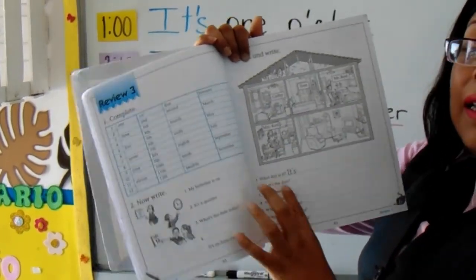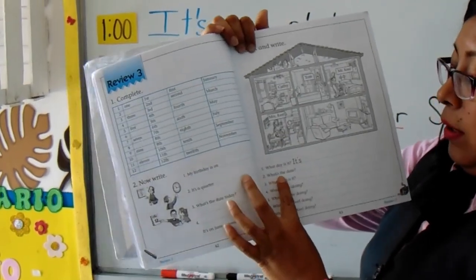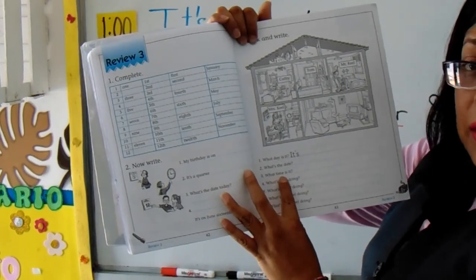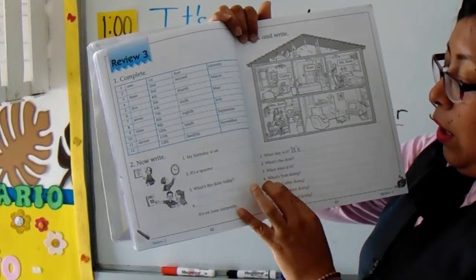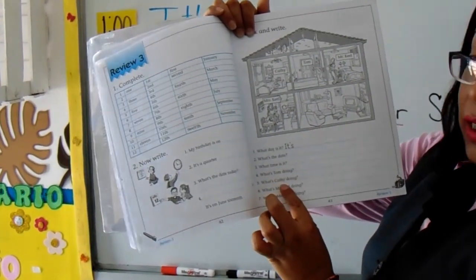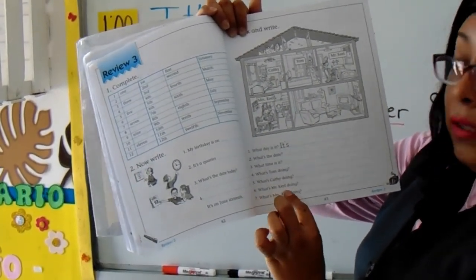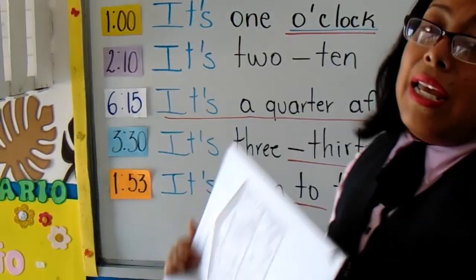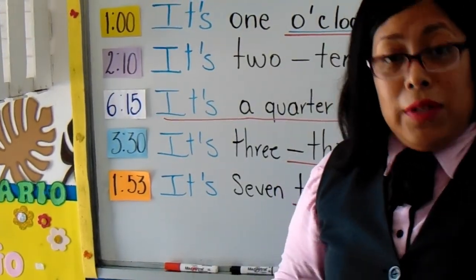What day is it? ¿Qué día es hoy? What's the date? ¿Cuál es la fecha? What time is it? ¿Qué hora es? What's Tom doing? ¿Qué está haciendo Tom? What's Katie doing? What's Mr. Kill doing? And what's Mrs. Kill doing? Yes? And dear students, that's all for today.